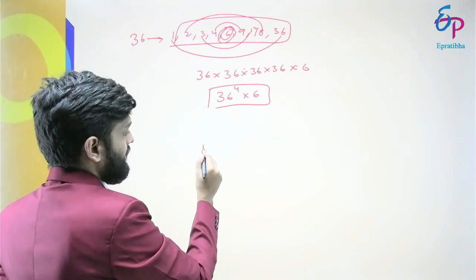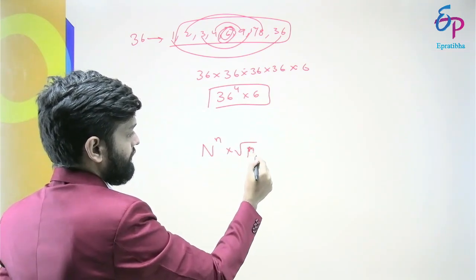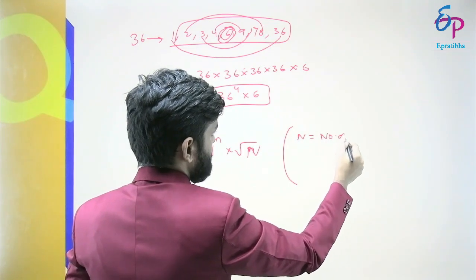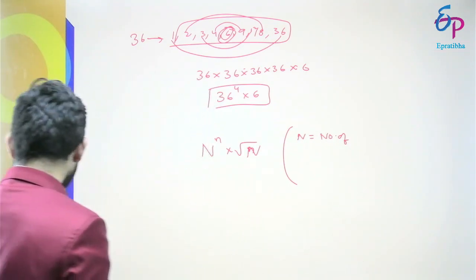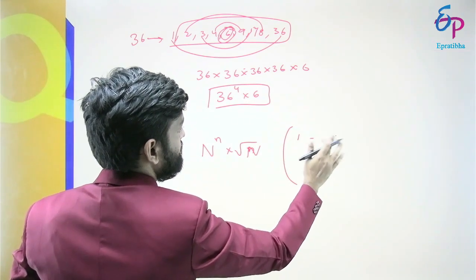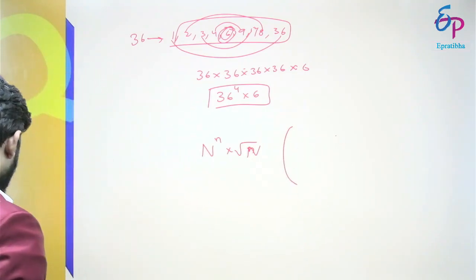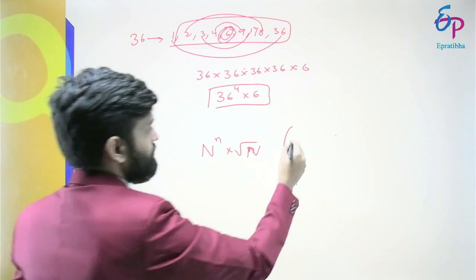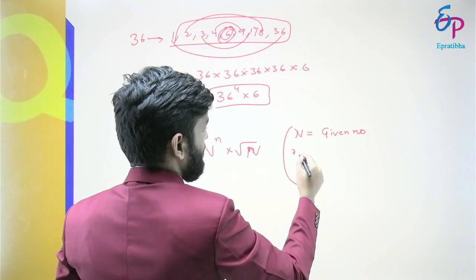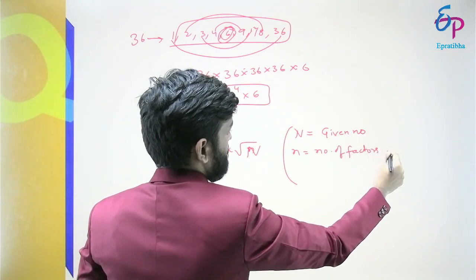So the formula is capital N power small n into root capital N. What is capital N? It is the same as previously, the given number. Small n is the number of factors minus 1 by 2.